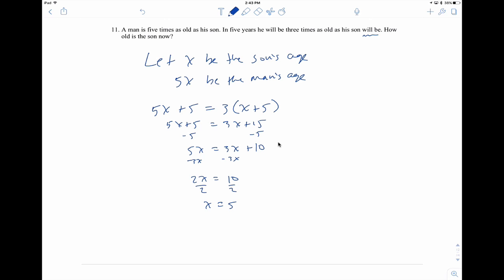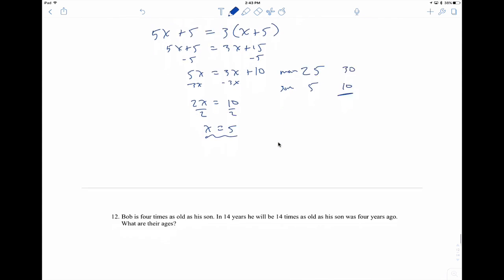So we have x as being 5. x is the son's age. Always a good idea to check your answers because you can. In this case, we just plug what we found into the original statement. A man is 5 times as old as his son, so the man would be 25 and the son would be 5. In 5 years the man's going to be 30, and the son will be 10. Will he be 3 times as old as his son will be in 5 years? Yes. So just think your way through at that point, and that does make sense.